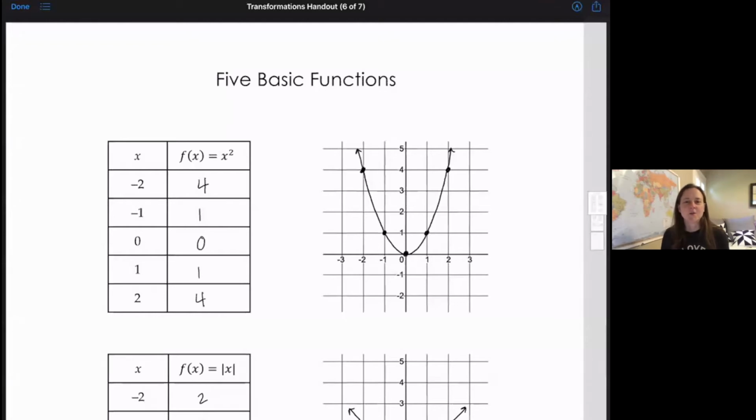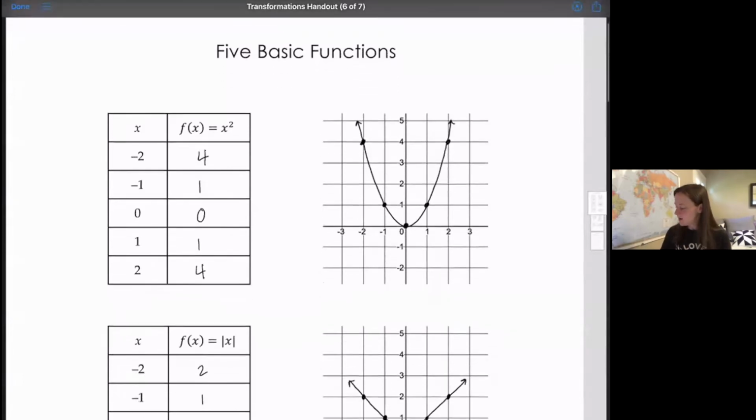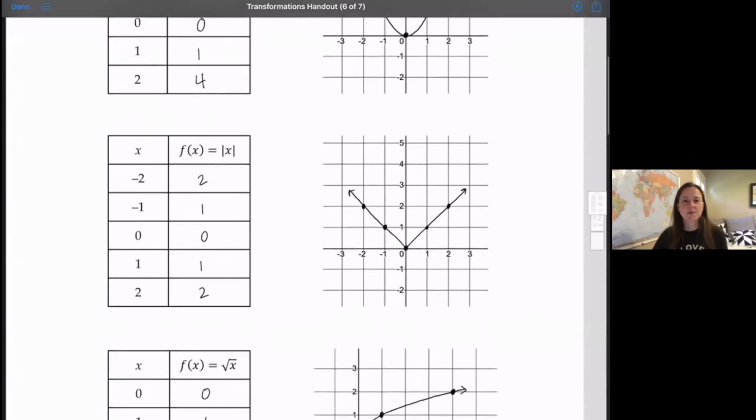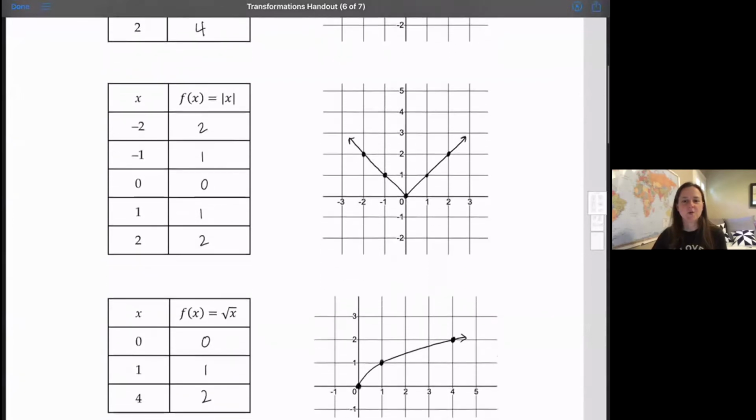Last time we were together, we filled out this 5 basic functions worksheet together. We found these graphs of these 5 functions that we're going to use a lot this semester. So hopefully from now on, when I say x squared, you're going to picture this parabola. Absolute value of x, we're going to picture that 90-degree V shape sitting at the origin.